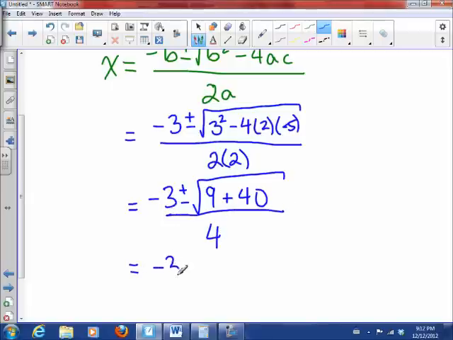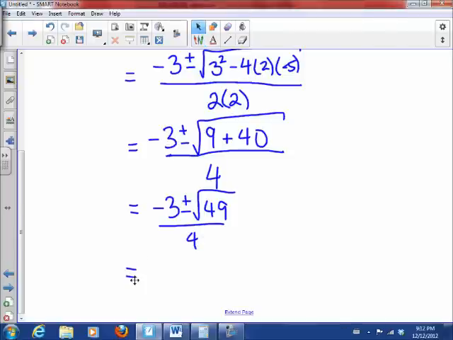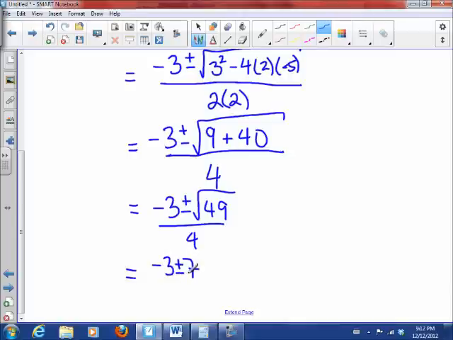Let's simplify in the square root a little bit more. That's 49 divided by 4. So we are left with negative 3 plus or minus 7 over 4. Now I want to remind you that this is actually two different answers.